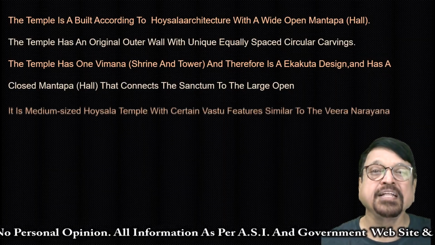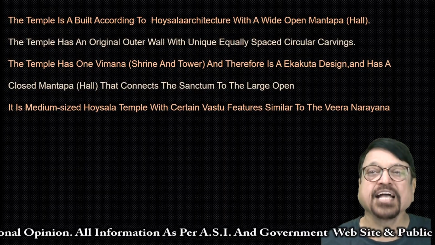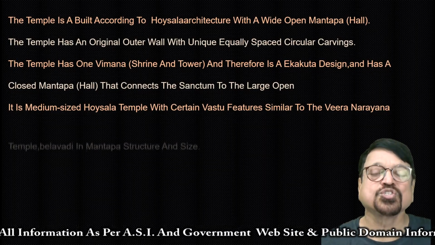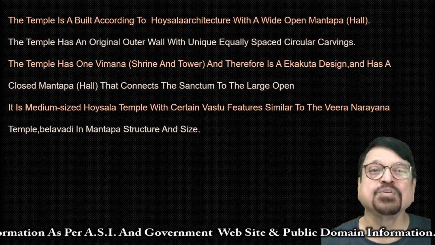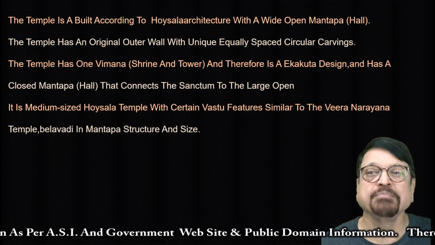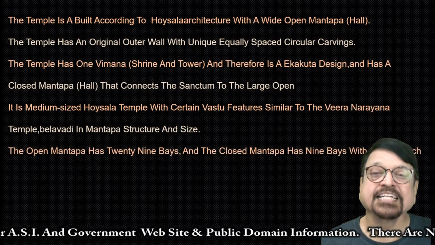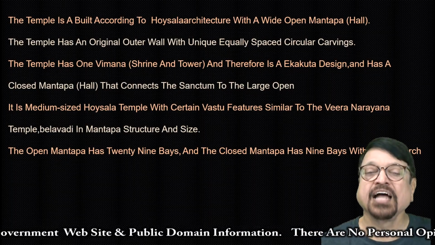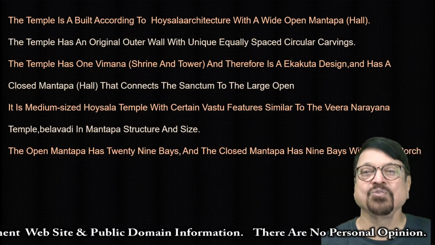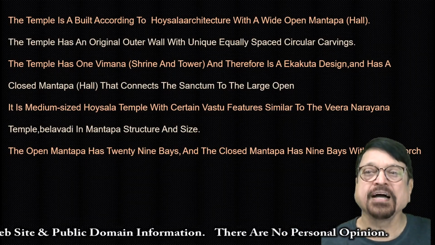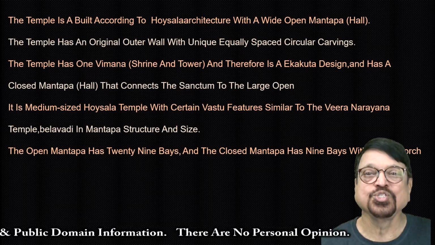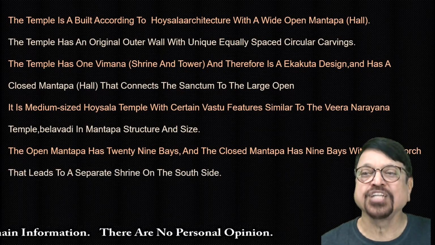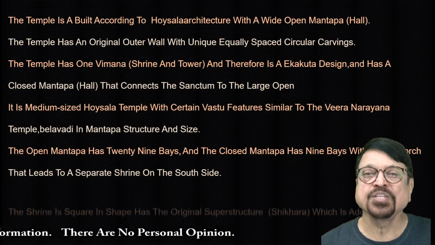the large open hall. It is a medium-sized temple, but still the sculptures are wonderful, and a lot of things will remind you of the Veera Narayana temple of Bilwadi, but it is slightly an earlier version, and Bilwadi is a later one, and it has three shrines. Now the open mandapa has 29 bays, and the closed mandapa has 9 bays with a side porch that leads to a separate shrine on both sides.